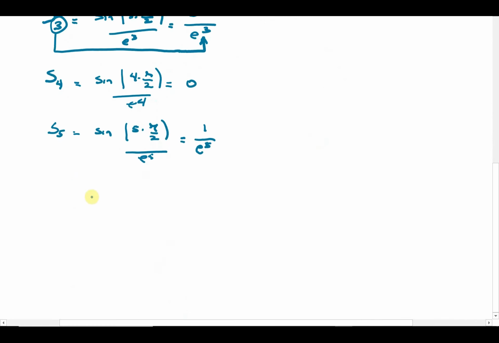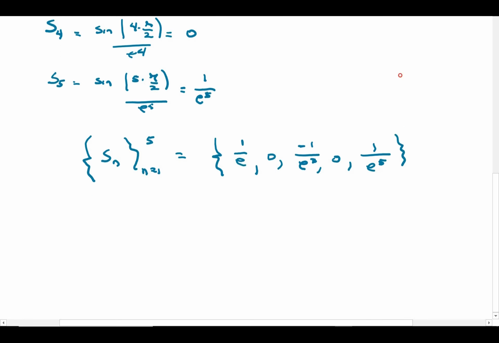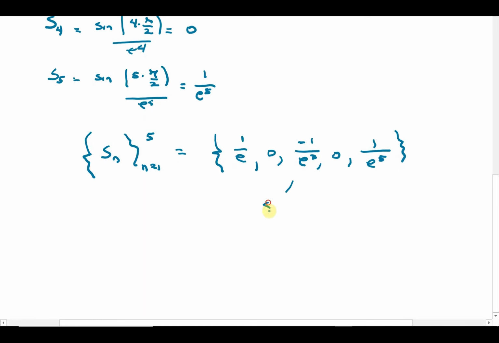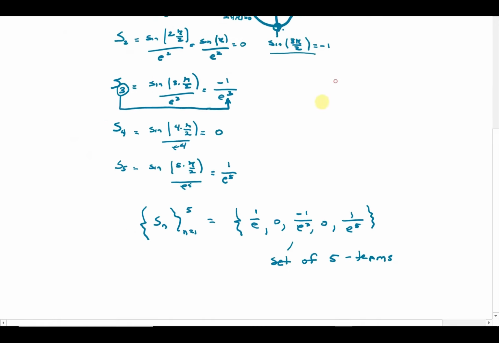So then we have s of n from n equals 1 to 5. We can put this in a set: 1 over e, 0, -1 over e3, 0, 1 over e to the 5. Those are our 5 terms, or this is the set. Now we need to figure out whether the sequence converges or diverges.